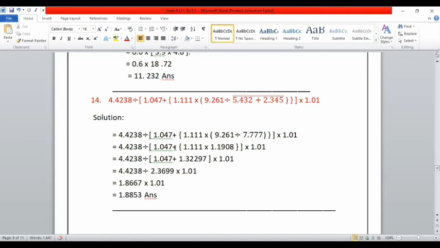Then this small bracket will be removed. The answer will be 1.32297. Now the addition of these values gives 2.3699, and this large bracket will be removed. This large bracket cancels after the addition. Now here we got 2.3699. Now based on this value, first here we have the two binary operations, divide and multiply.